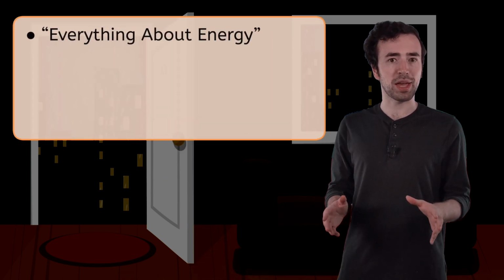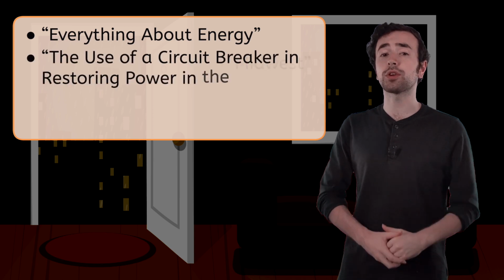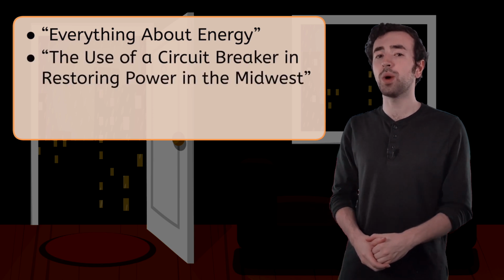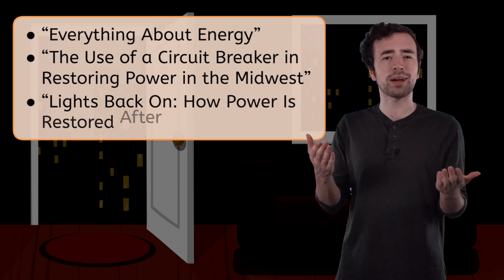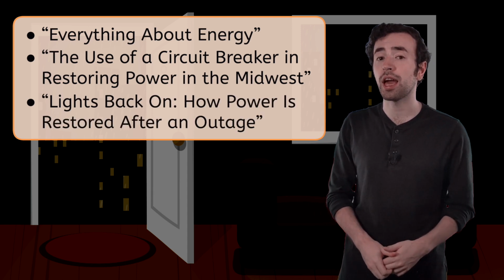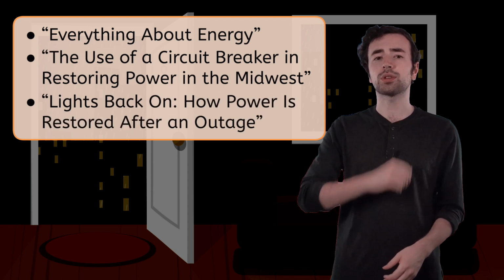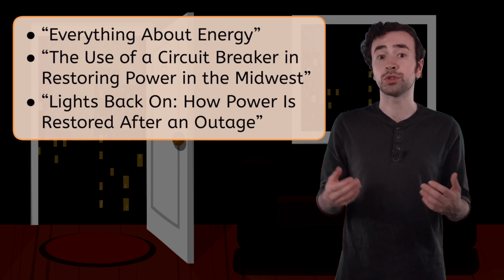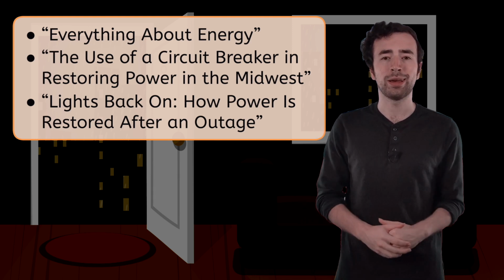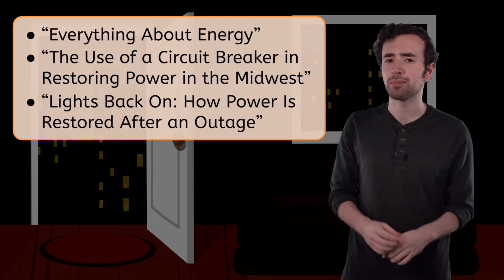Maybe you can help me get the power back on. I'll give you a list of article titles. Use your guided notes to mark down which ones are too broad and which are too narrow. Here are the articles. Everything about energy. The use of a circuit breaker in restoring power in the Midwest. And lights back on, how power is restored after an outage. In your notes, circle which topic is too broad, which is too narrow, and which is just right. Then explain your reasoning. Pause the video now, then meet me back here.